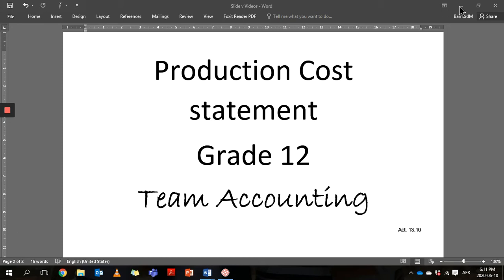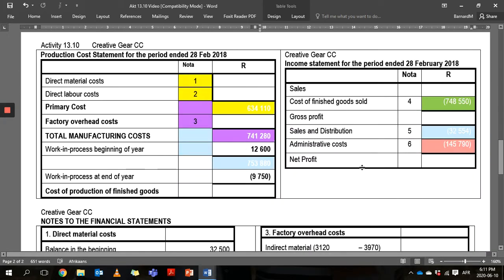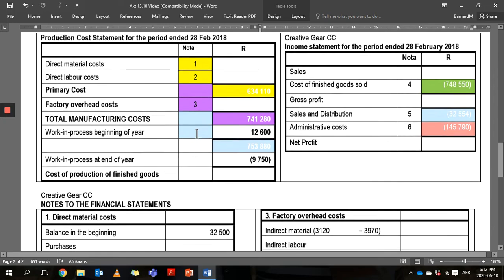Good morning, grade 12s. Today we're going to look at the production cost statement, how to complete that, and I'm specifically going to take activity 13.10 in order to show you how to complete that. Now, a production cost statement also has notes like other financial statements. So we're first going to start off with how to complete the notes.